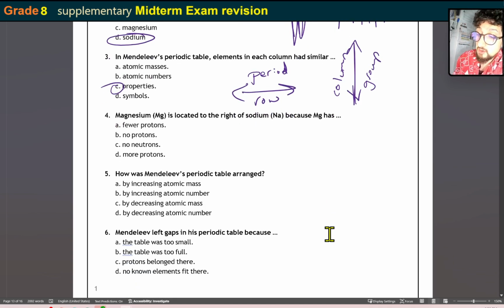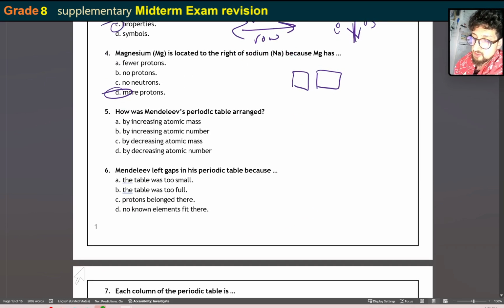Magnesium is located to the right of sodium, because, so here's sodium and magnesium is right next to it. The reason why magnesium is to the right of sodium is because magnesium has more protons, more valence electrons, whatever you want to call it. Let's see. More protons.